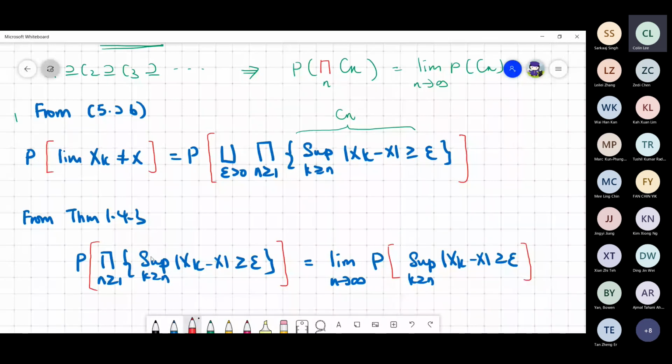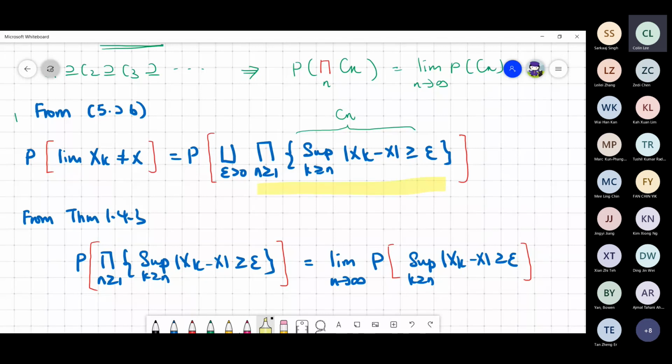Right, so this is from the above arguments, which is from theorem 1.4.3. From this theorem 1.4.3, we can have this relationship. It's sort of like we can take this intersection outside, and it becomes limits. But this is actually the probability for those which are inside here, but not excluding the union. Okay, so this is what we can have.